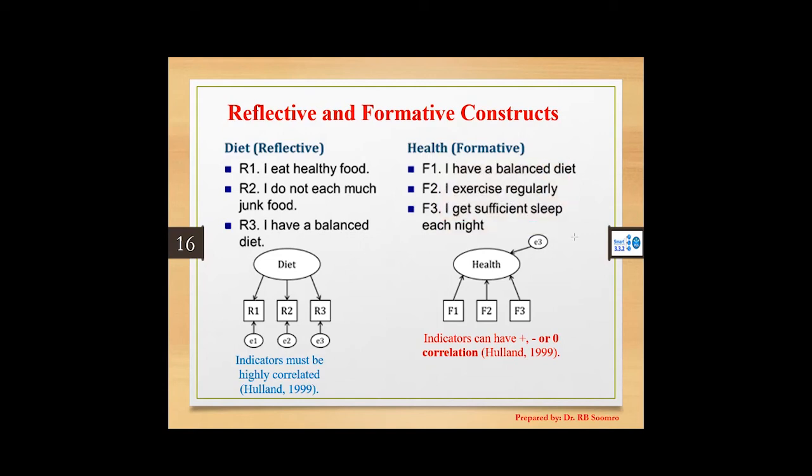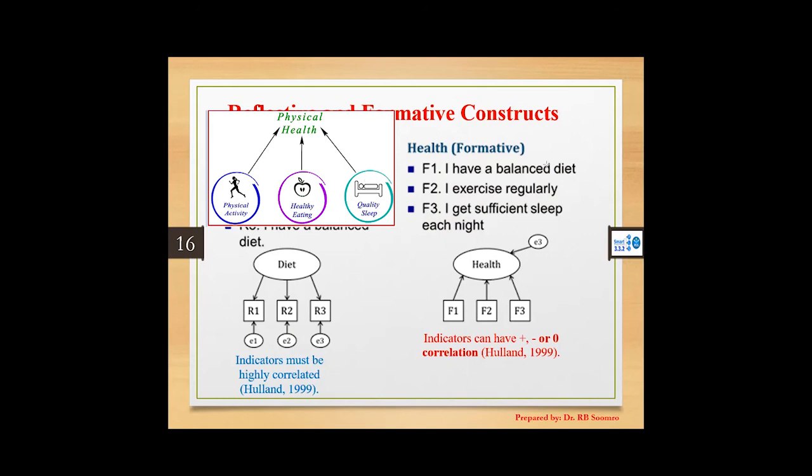Now, if we talk about health, different things are there. For example, diet is a very important part of health: I have a balanced diet. Exercise is also a very important part of health: I exercise regularly. And sleep each night, sufficient sleep, is another component of health.